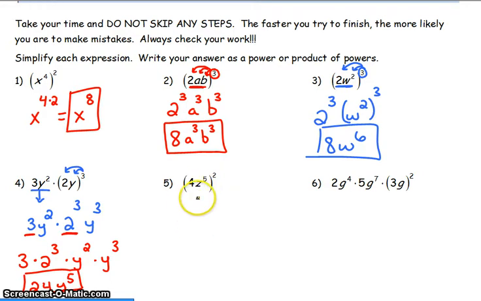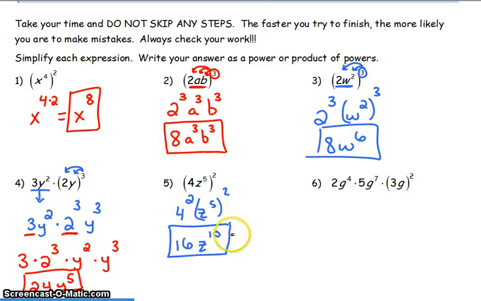Number 5 is very similar to number 3. The 4 has to get raised to the 2nd power, and z to the 5th gets raised to the 2nd power. 4 to the 2nd power is not 8. It's 4 times 4, or 16. One base and two exponents. I multiply those exponents. 16z to the 10th power. Press pause before starting number 6.